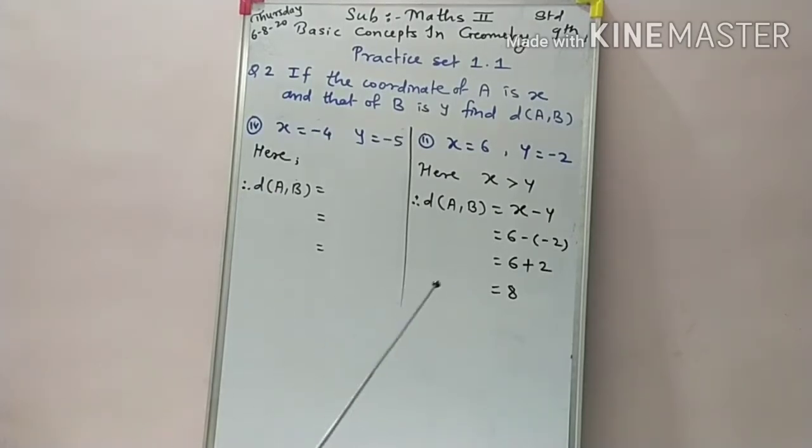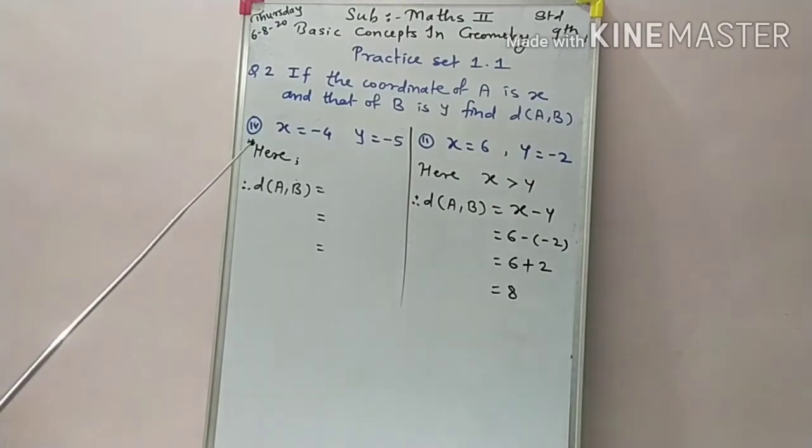Correct, students? Understood? What is x minus y? It means 6 minus of minus 2. So minus minus again gives plus, meaning 6 plus 2. So the answer is 8. The distance between A and B is 8.